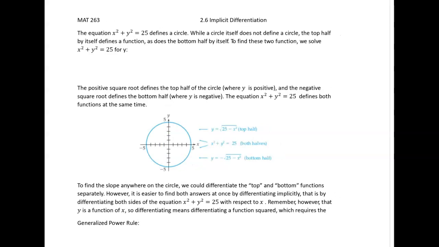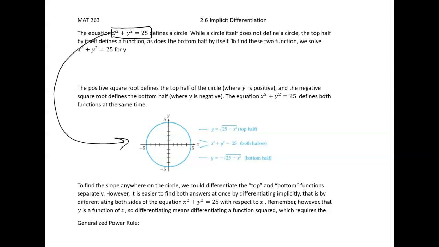So in this video, we are going to cover implicit differentiation. And the best way to introduce that is to talk about a circle. So in 171, we learned that the equation x squared plus y squared equal to 25 would define a circle. It has a radius of 5 and it is centered at the origin. More specifically, it is that circle down there.